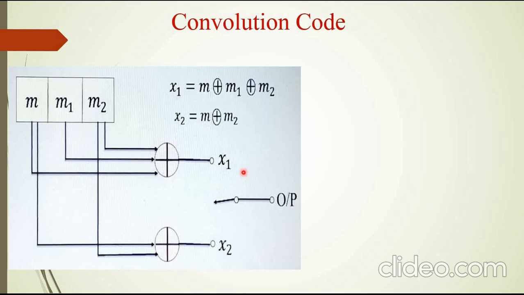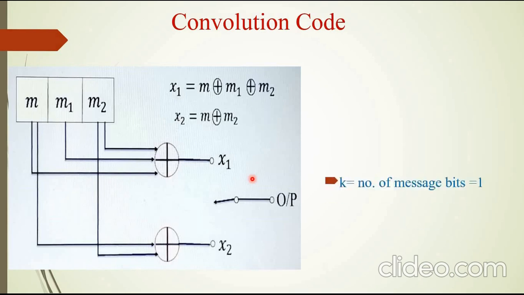So this is our output. So this is the modulo-2 output. Okay, now let us try to understand all those basic terms which are there in the convolution encoder.